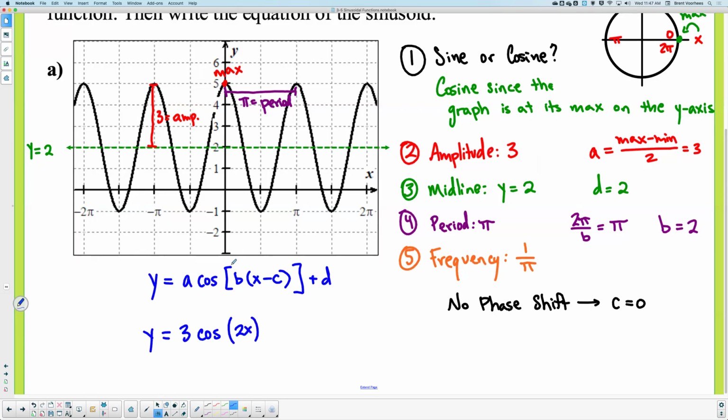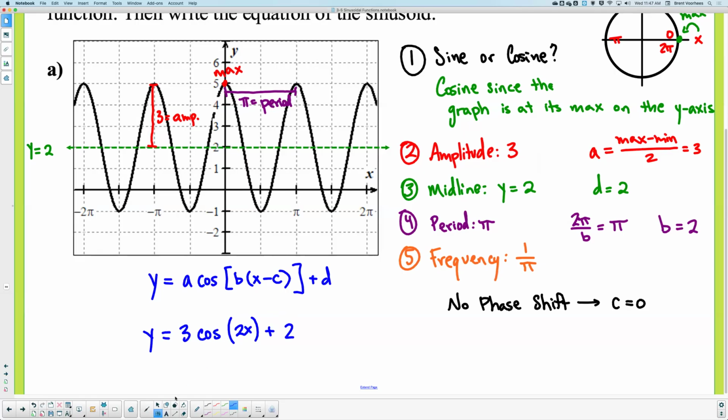Since I don't have the bracket, you can see that this is a parenthesis, this is a second parenthesis, just so you can tell what goes with what. Since there's no c at all, I don't need this parenthesis, therefore I'm going to change the bracket and just say cosine 2x like that. And then what's our d value?